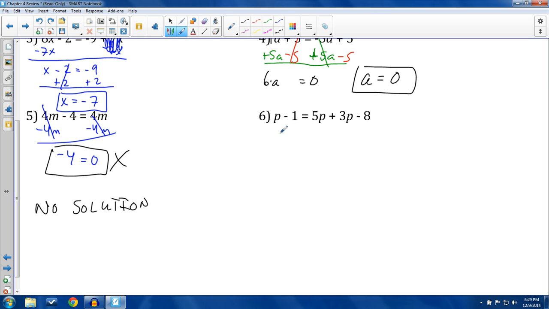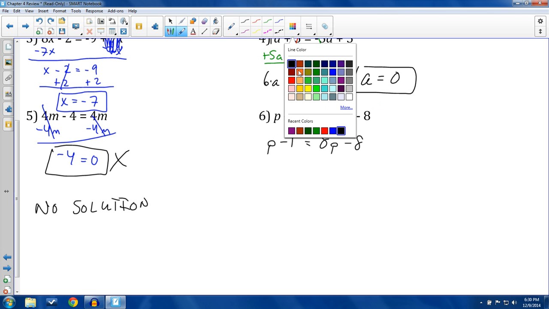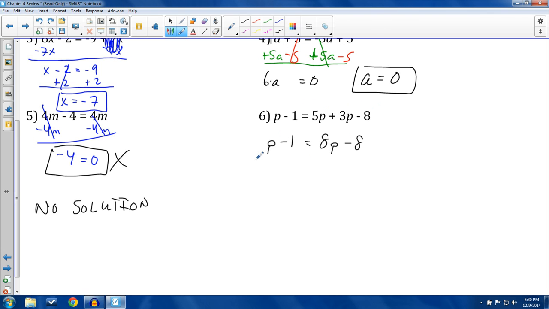Number 6. Step 1, simplify. Okay, the left side's simplified, but the right side is not. 5p plus 3p is 8p, and then you have a minus 8. Step 2, isolate. Notice why I'm going to subtract the p this time. I don't want to deal with negatives in my variables if I can deal with it. Subtract p and add 8. I'm going to move those over.